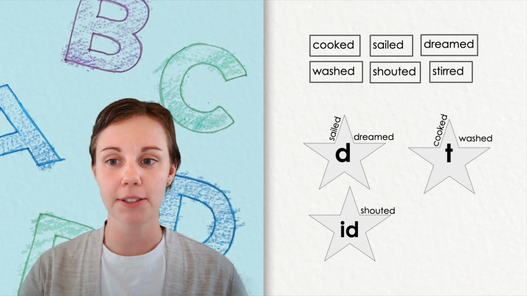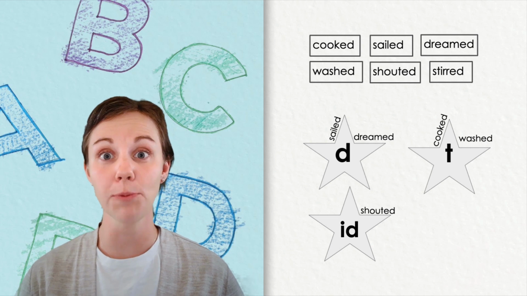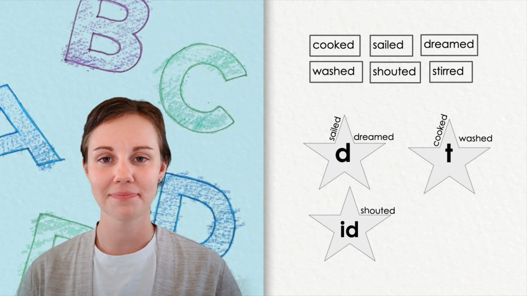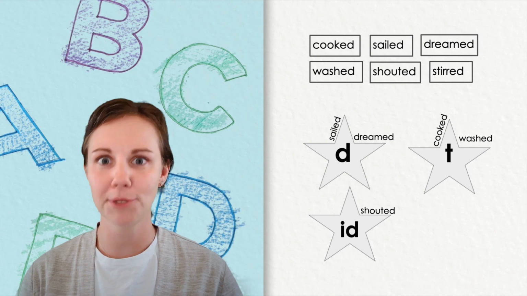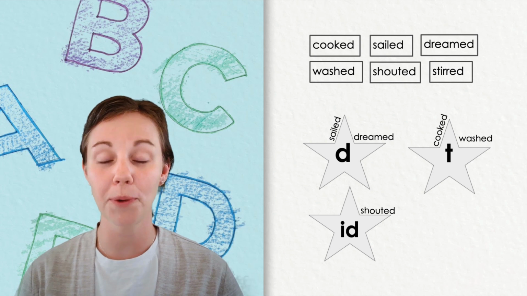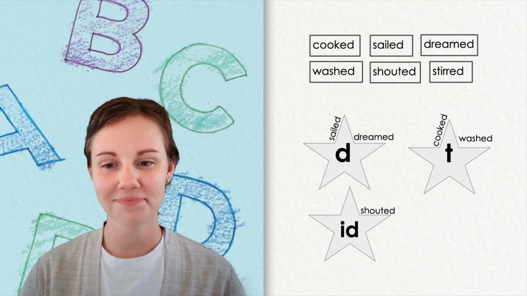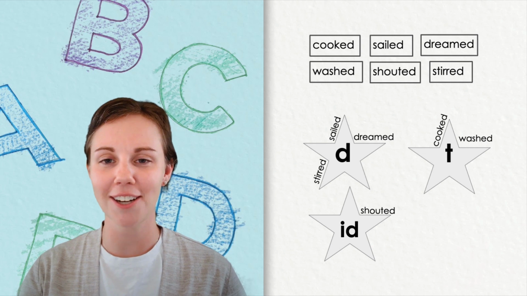Here's this word. Look carefully. I'm noticing the 1-1-1 doubling rule here. Stirred. I'm sure you heard it. Where does this word belong? You've got it. There it is on our D star.